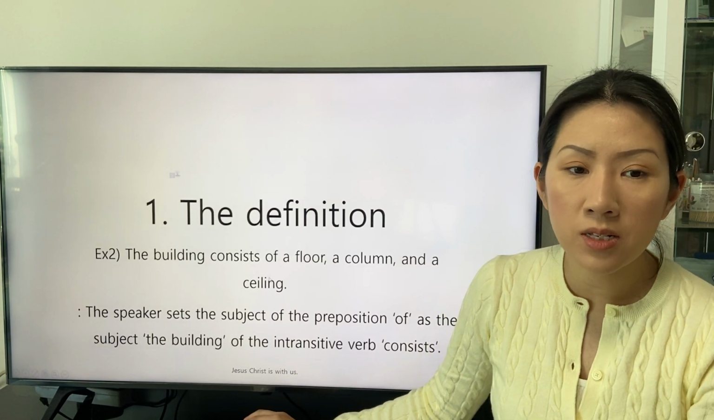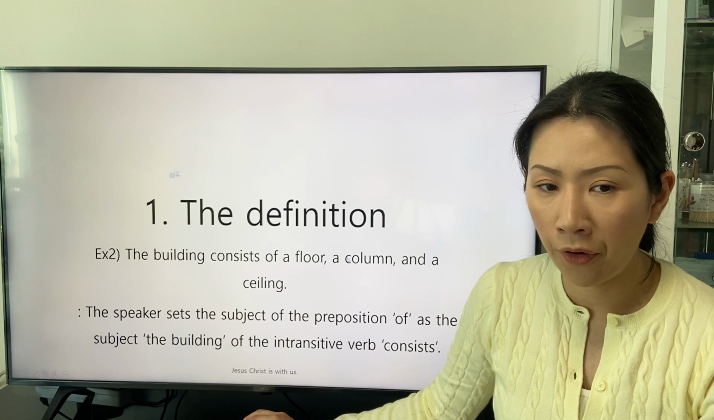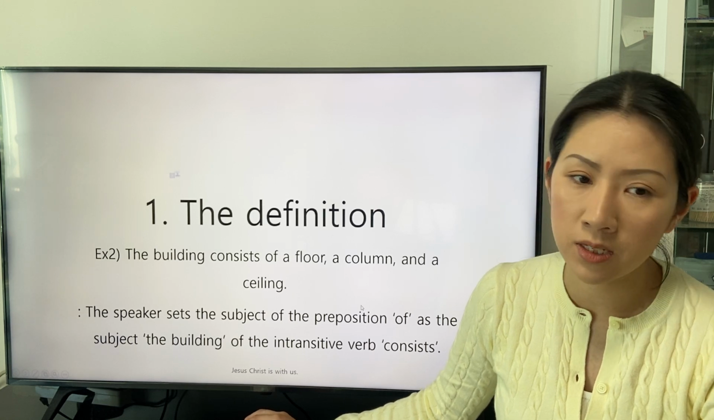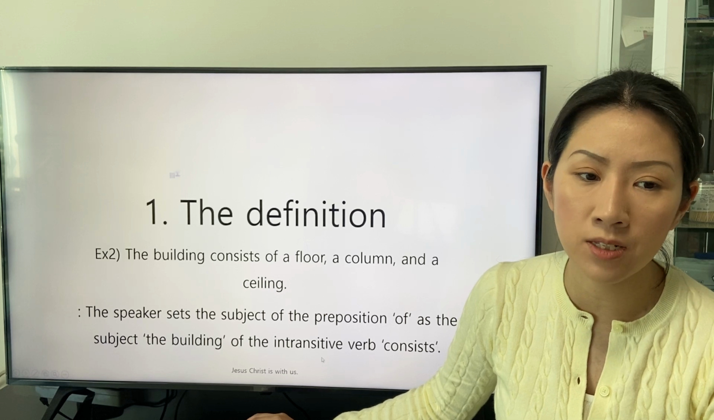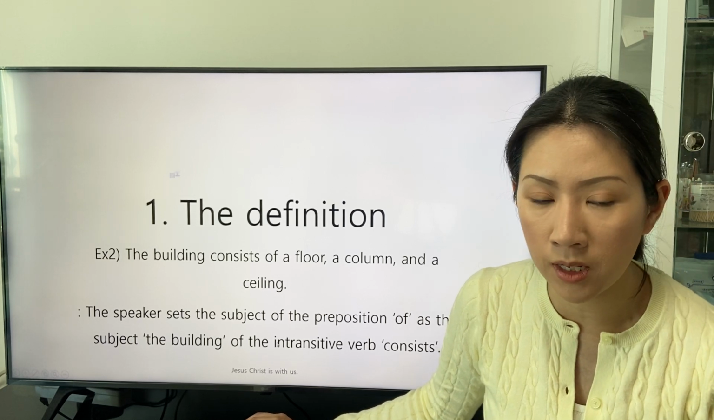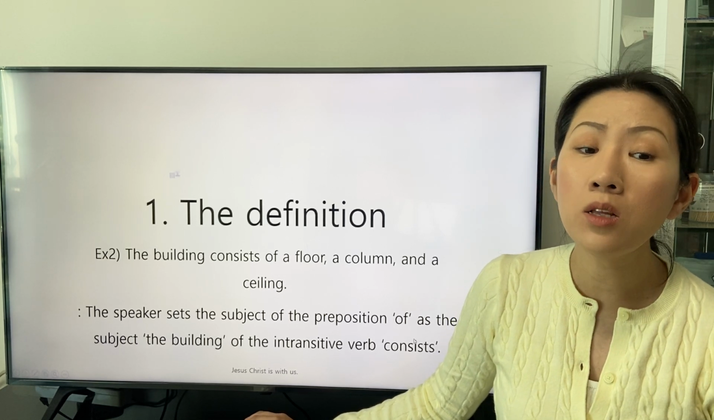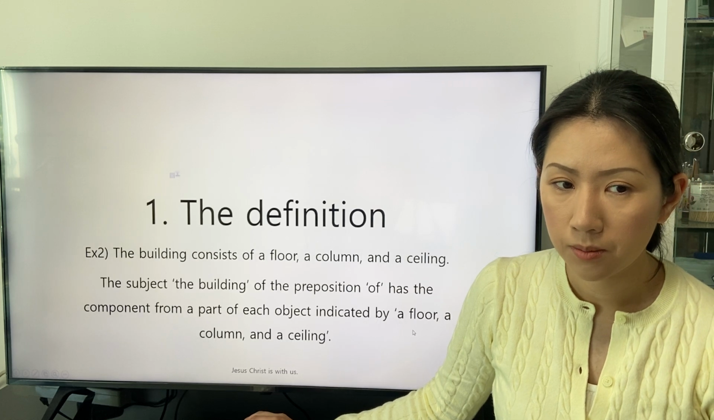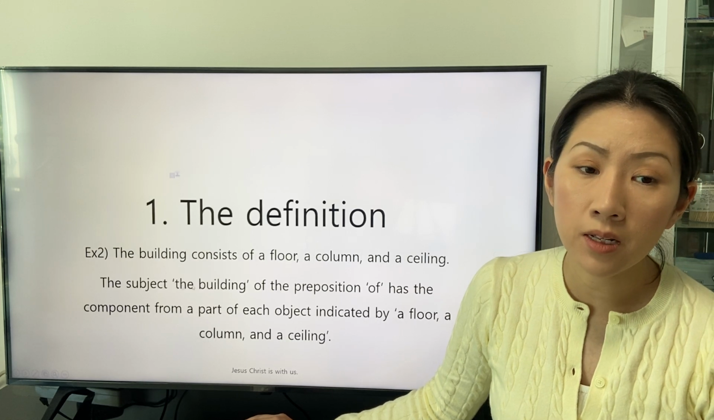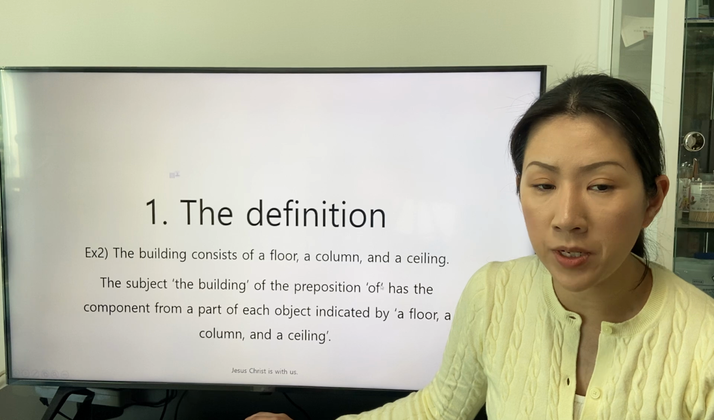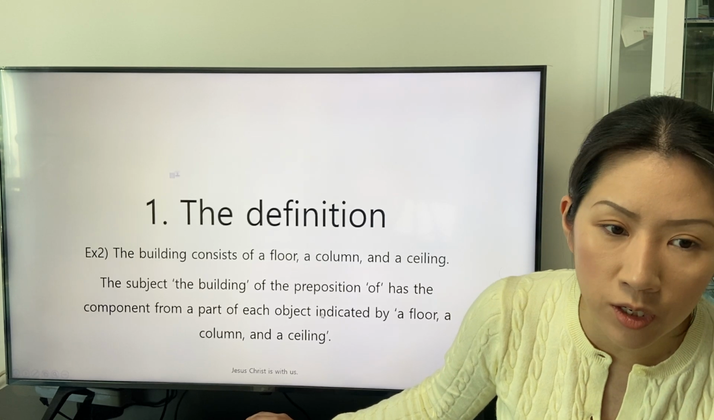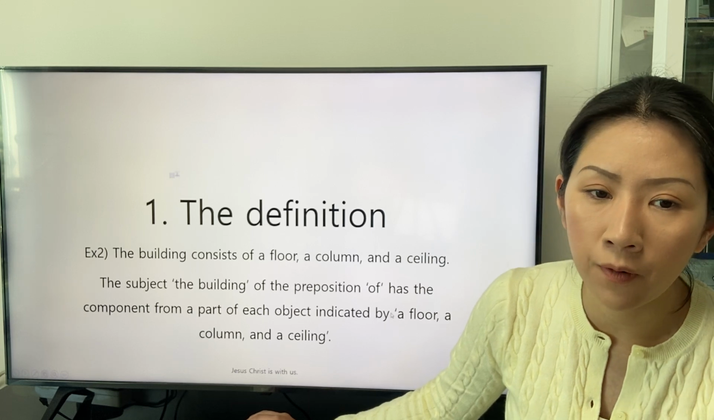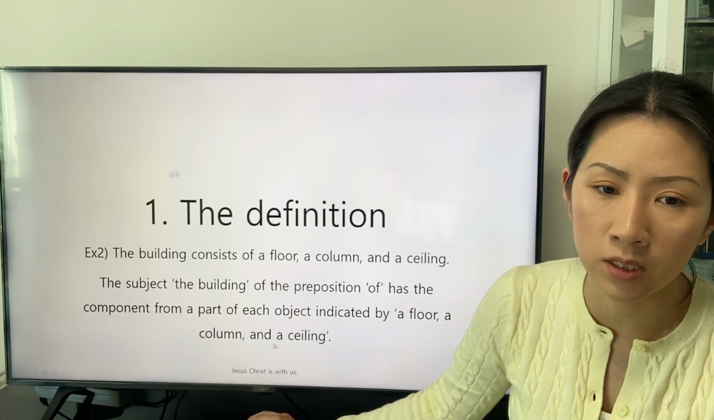The building consists of a floor, a column, and a ceiling. The speaker sets the subject of the preposition of as the subject, the building, of the intransitive verb consists. The subject, the building of the preposition of, has the component from a part of each object indicated by a floor, a column, and a ceiling.